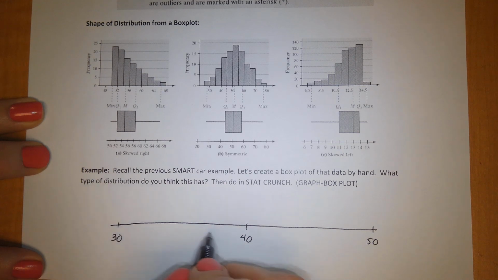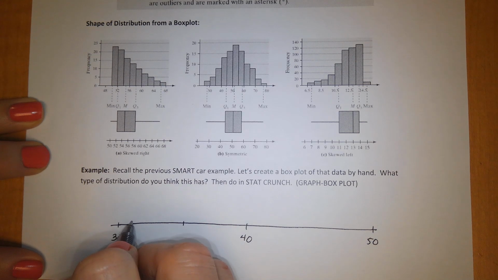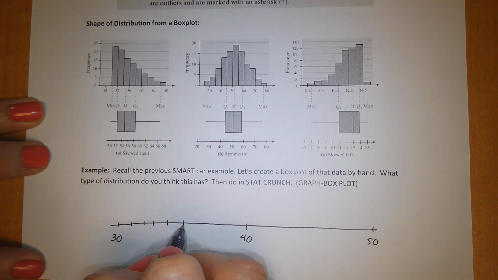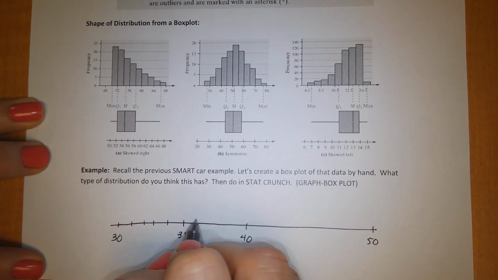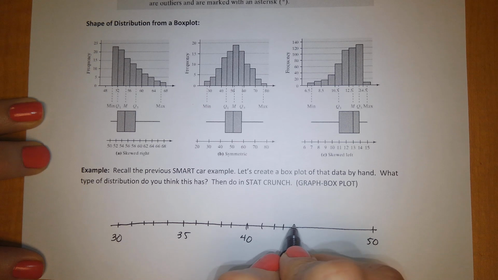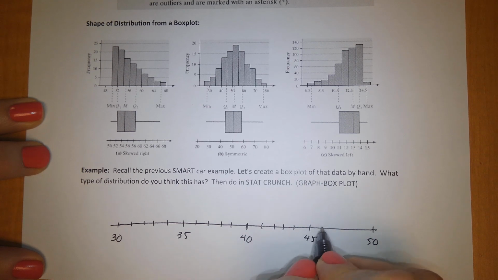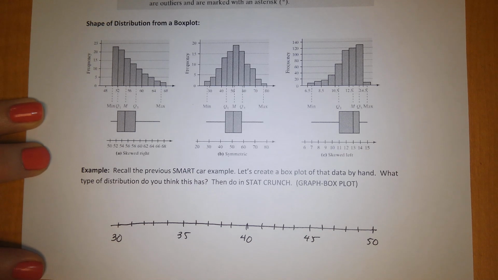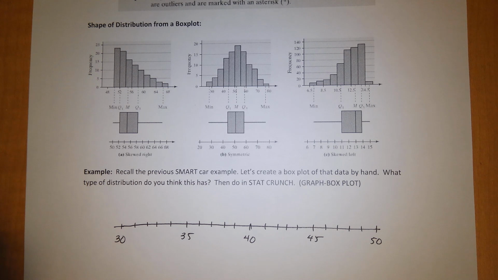And then let's put some data values in there. So 1, 2, 3, 4, 5. Okay. So then once we have a number line, we're going to put our minimum, maximum, and quarters values in there.